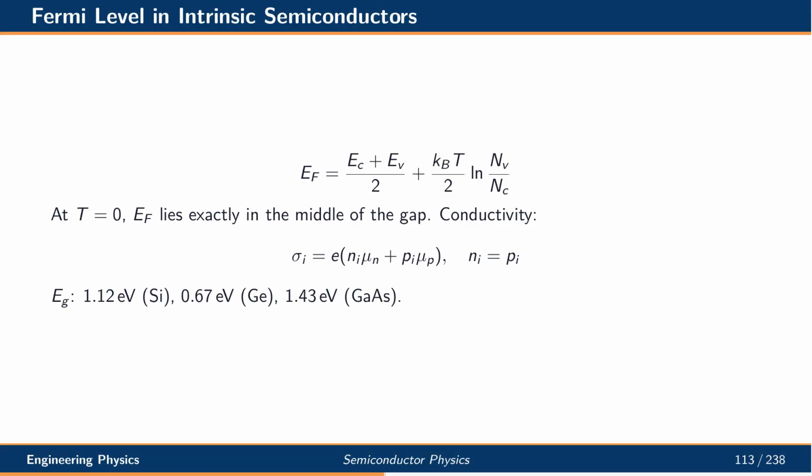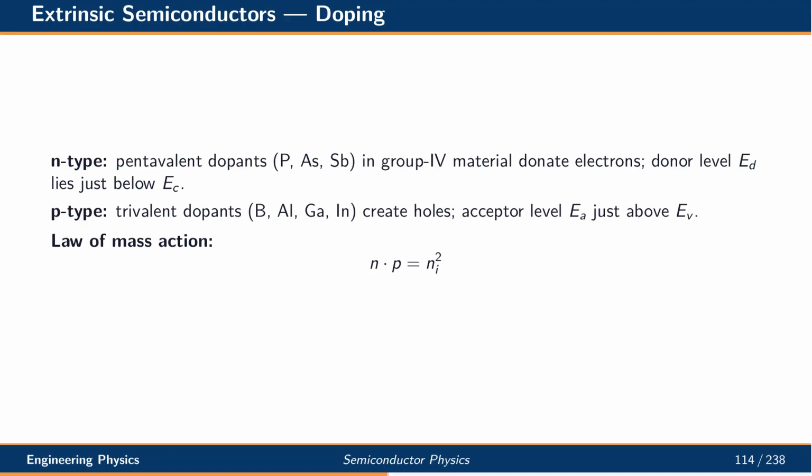In an intrinsic semiconductor at absolute zero, the Fermi level lies exactly midway in the band gap. At finite temperature, it shifts slightly due to the difference in effective masses of electrons and holes. The conductivity is a sum of electron and hole contributions, with equal carrier densities since each thermally excited electron leaves behind a hole. Typical band gaps are 1.12 electron volts for silicon, 0.67 for germanium, and 1.43 for gallium arsenide. These differences shape device behavior.